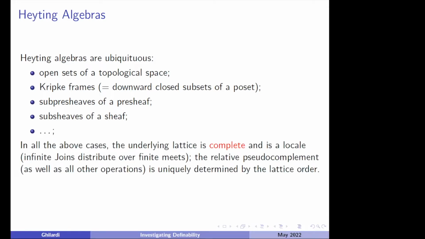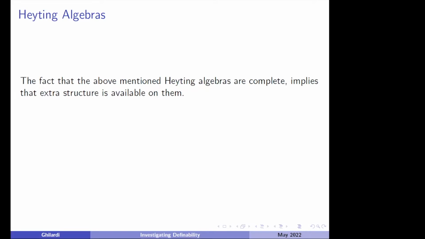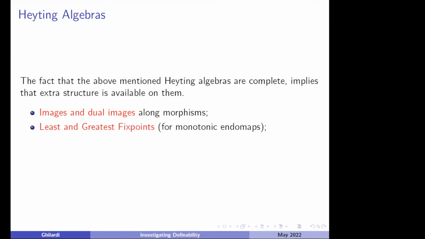In all the above cases, the underlying lattice is complete. It is called a locale. So you have infinite joins that distribute over finite meets. And the relative pseudo-complement is uniquely determined by the lattice order via the adjunction conditions. The fact that these Heyting algebras are complete implies that you have extra structure available: images and dual images along morphisms, and least and greatest fixed points for monotonic endomorphisms.